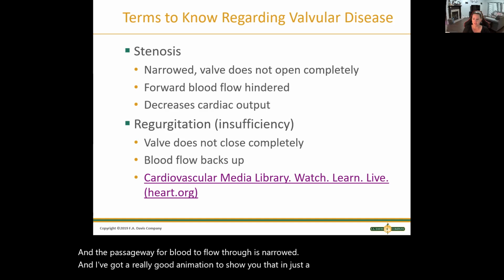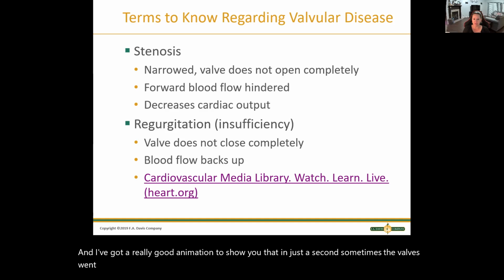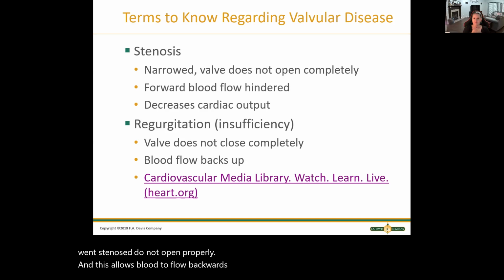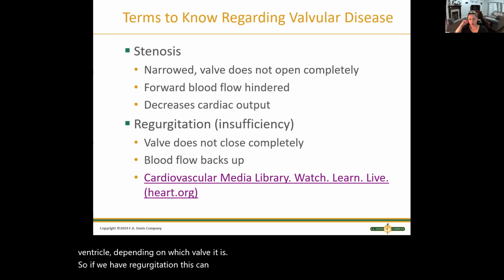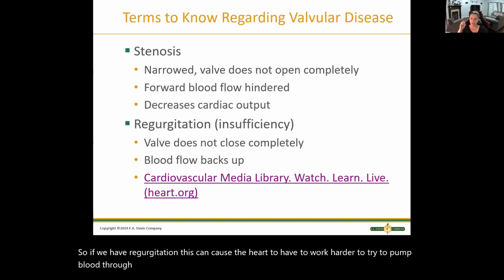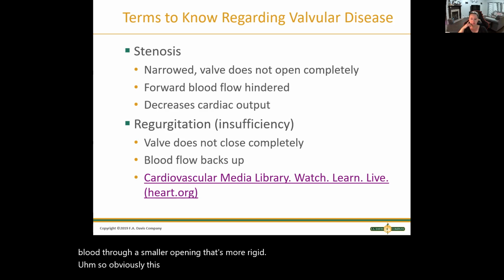Sometimes the valves, when stenosed, do not open properly. And this allows blood to flow backwards, or regurgitate, back into the atrium or back into the ventricle, depending on which valve it is. If we have regurgitation, this can cause the heart to have to work harder to try to pump blood through a smaller opening that's more rigid. So obviously this can stress the heart and cause a lot of problems, right?